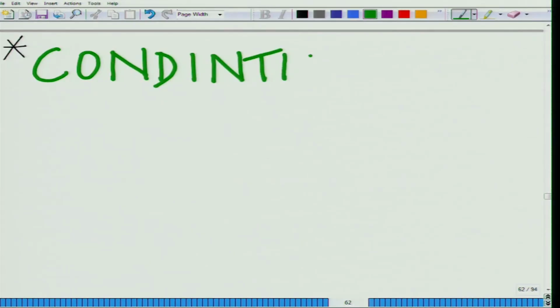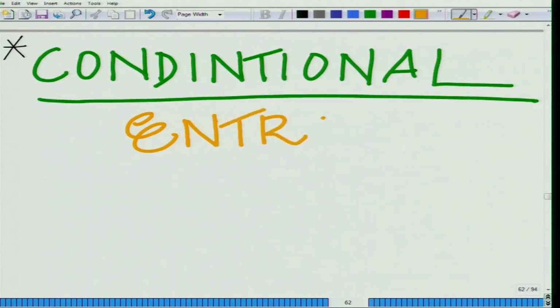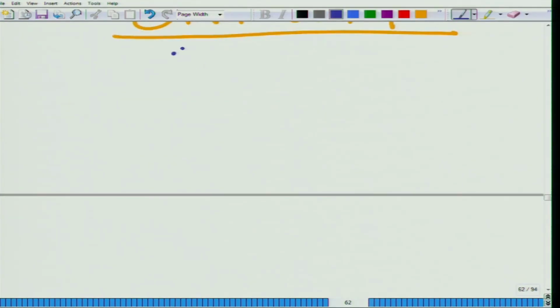in information theory, that is the conditional entropy. Entropy, as we already said, characterizes some measure of information, correct? Conditional entropy. Okay. So let us say we have again two sources x and y. Okay, we have x and y.